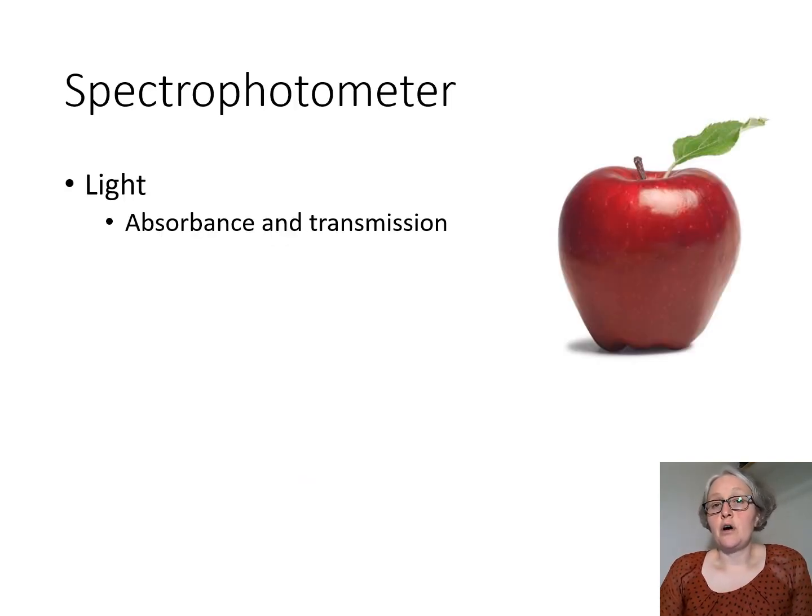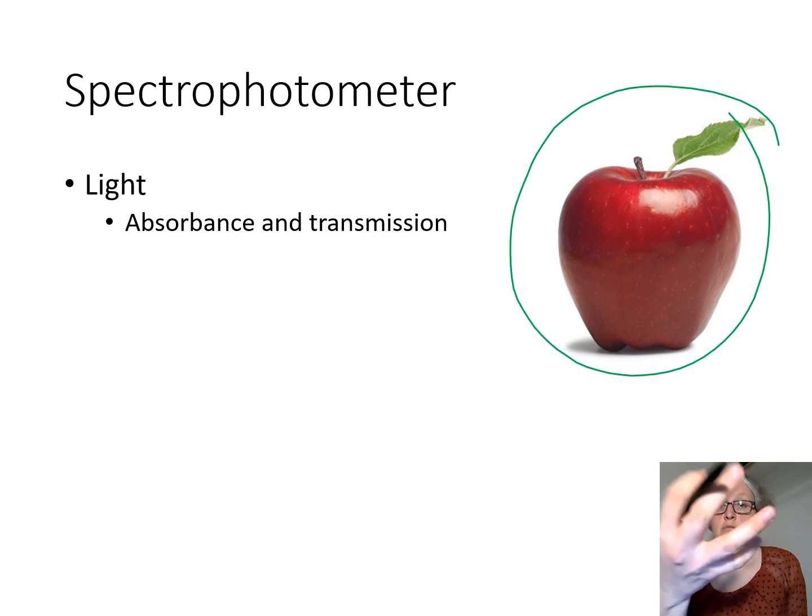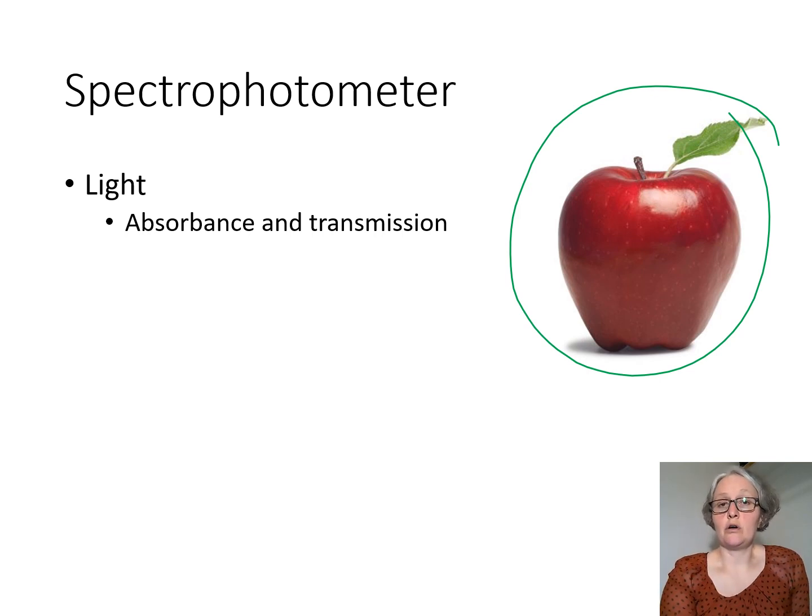To figure out the concentration of protein in various solutions, we used a spectrophotometer. The spectrophotometer is a machine which shines light onto a substance and then is able to quantify what happens to that light. You need to know how light works. If we think about our red apple over here on the side, the apple appears red because it's absorbing all wavelengths of light except for red, but then it's transmitting the red back into our eyes.